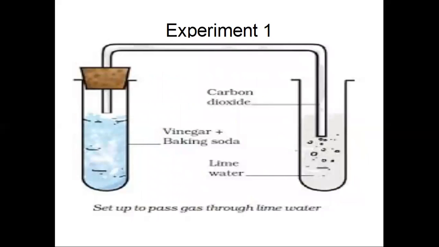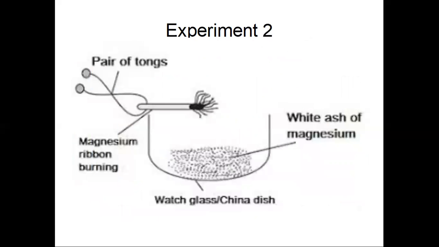This was experiment 1. We have vinegar and baking soda. Carbon dioxide is released and lime water turns milky. We have a piece of magnesium and we need to burn it. When the magnesium is burning, it turns into white ash.